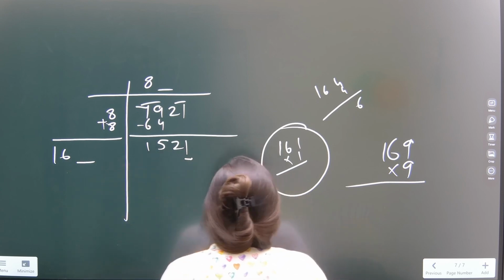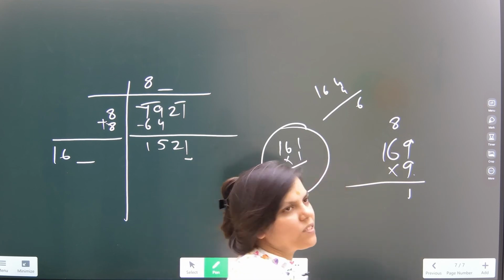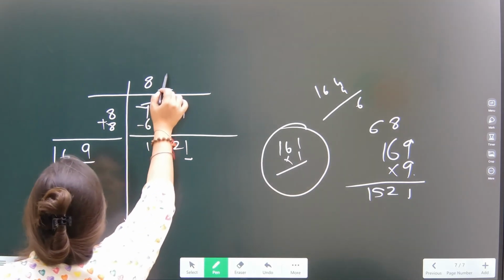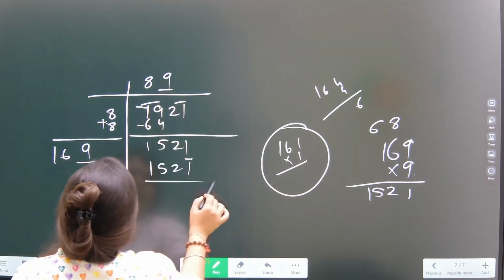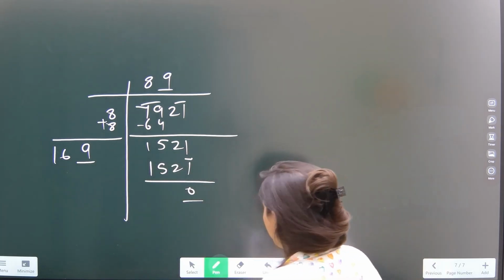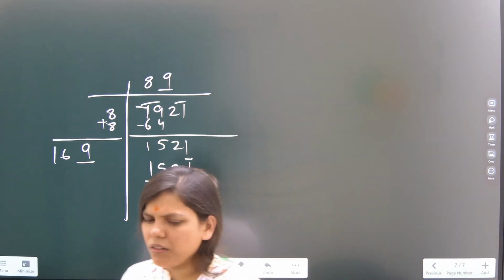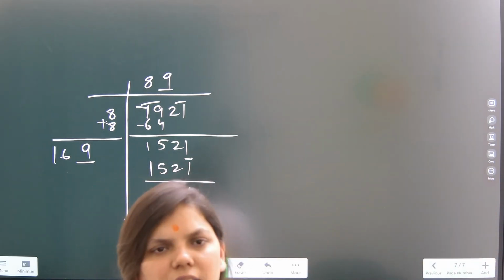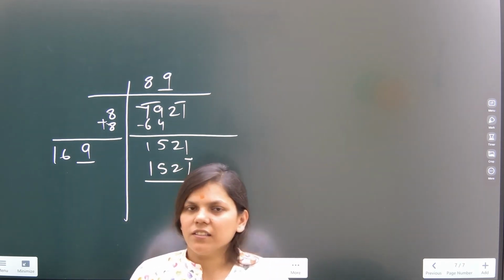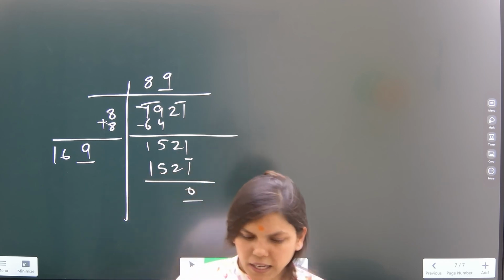So 169 into 9, 9 9s are 81, 9 6s are 54. 54 plus 8 is 62, and this is 15. So 169 into 9 is 1521, and the remainder is 0. I've got the answer. Okay, so long division will give me a very precise answer within fraction of seconds. So this is how you can find the square and the square root of any number. Okay, I hope you have understood.